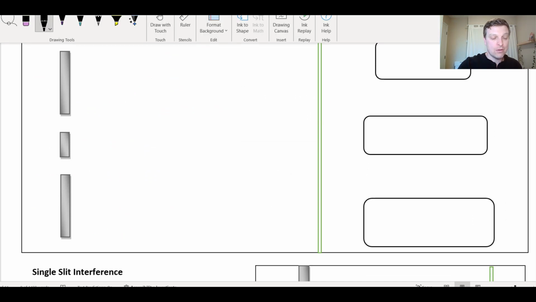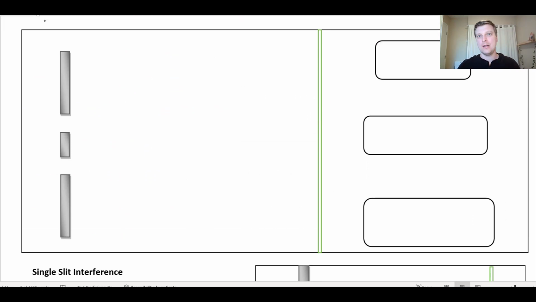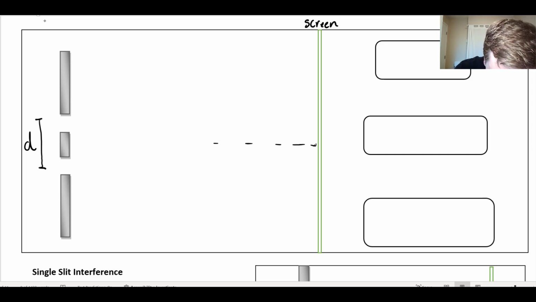So you're going to need a ruler for this next part because we want to get this at least approximately correct. So I've got a screen over here. Here's my screen. And I've got my double slit on this side right here. And the first thing I want to just define is that the distance between the slits, I'll just call that D. Now, the distance to the screen, which we'll just do like a dotted line here, I'm going to call that distance L. Okay, that's my distance to the screen.